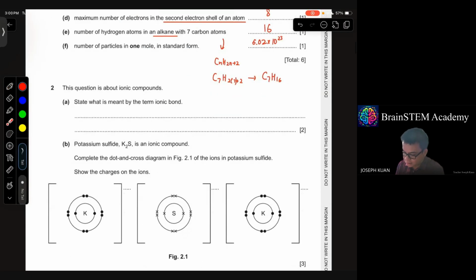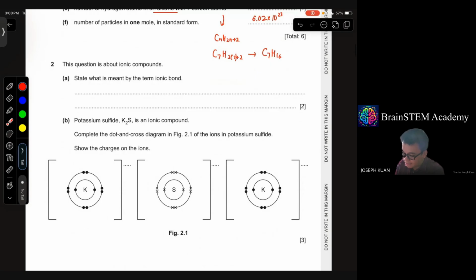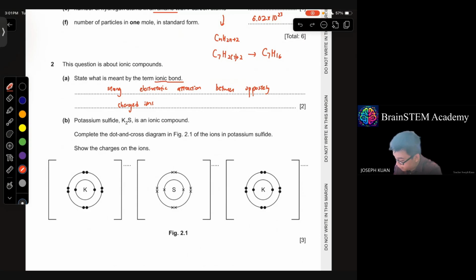Question number 2. This question is about ionic compounds. State what is meant by the term ionic bond. The term bond means electrostatic attraction, and an ionic bond is actually a strong form of electrostatic attraction. The word ionic means that this bond is found between oppositely charged ions, such as in the following example, potassium sulfide, where potassium ions are strongly bonded to sulfide ions via this electrostatic attraction.